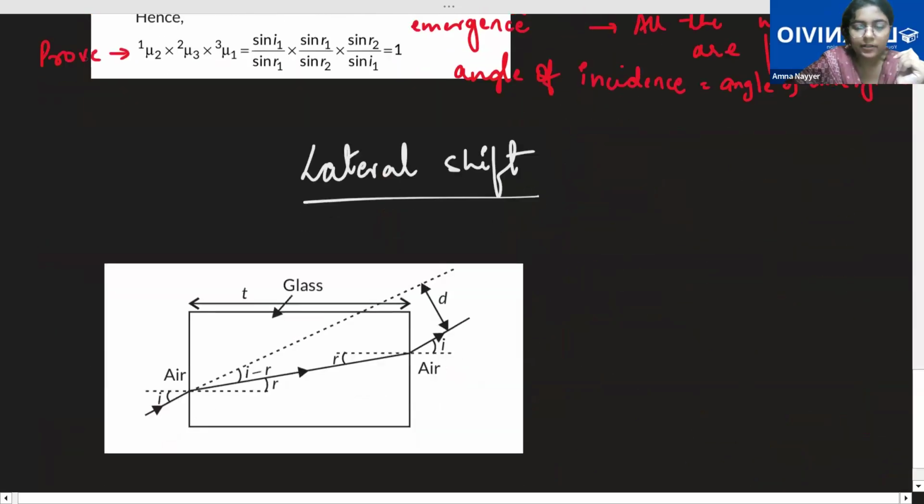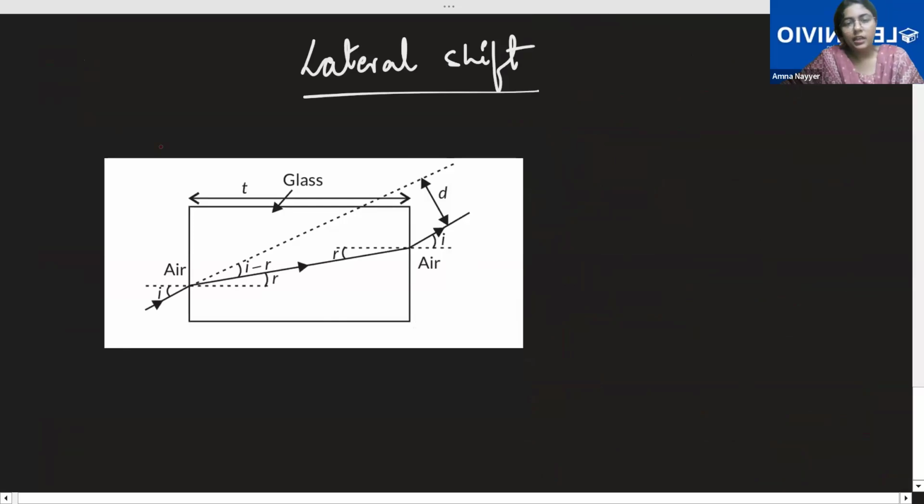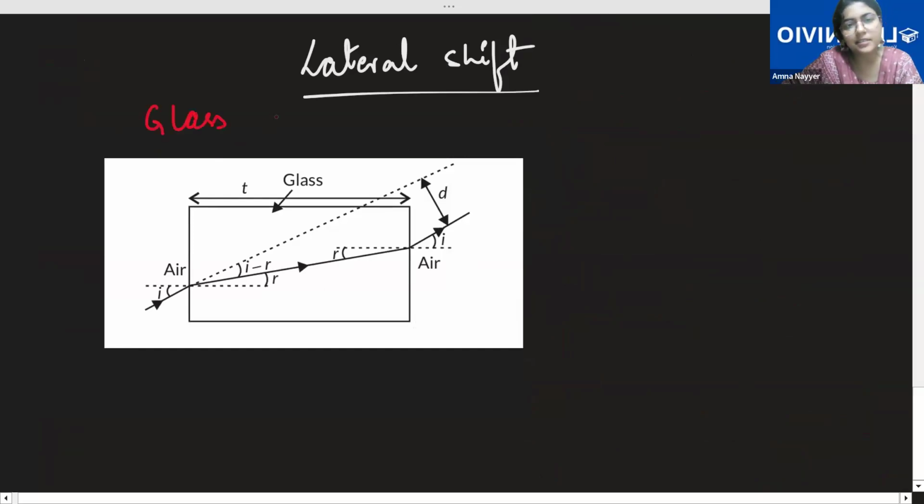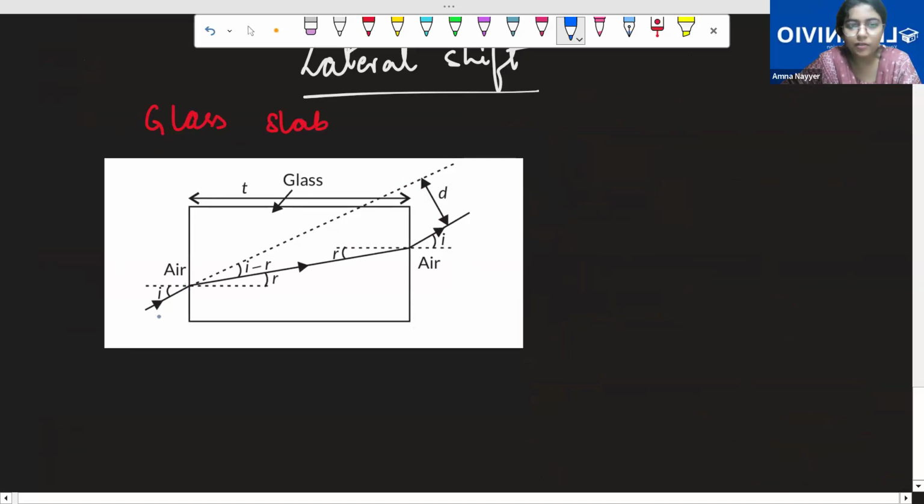Now the lateral shift, let me tell you. See, glass slab. If we have a glass slab, this is just a specific case of the glass slab. The glass that is written is a glass slab. So the ray of light is entering from this medium, from air. Now this is the normal, and this becomes the angle of incidence.